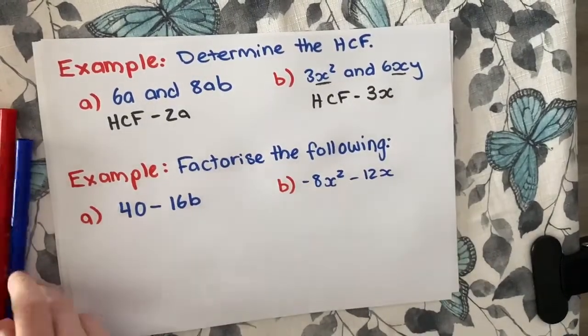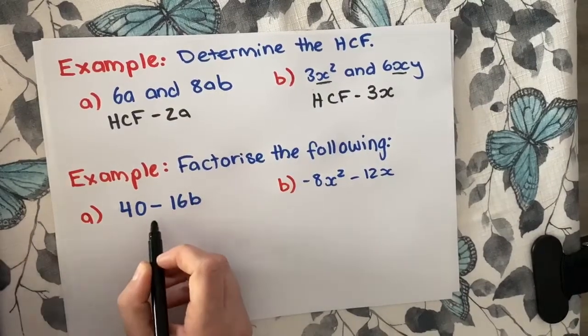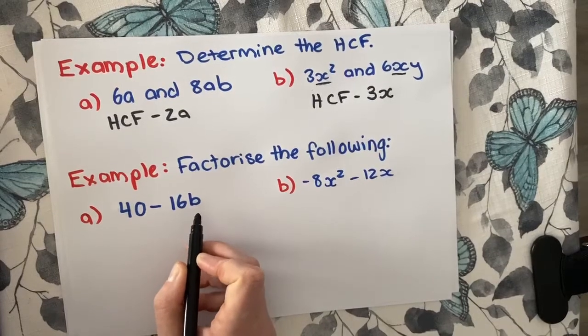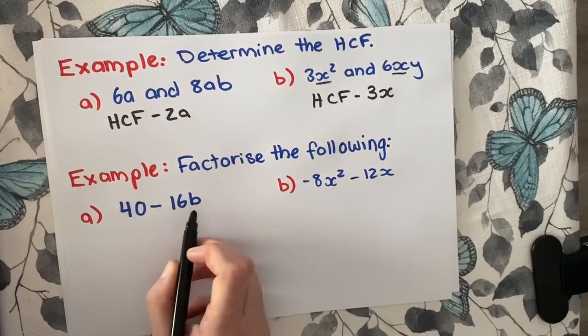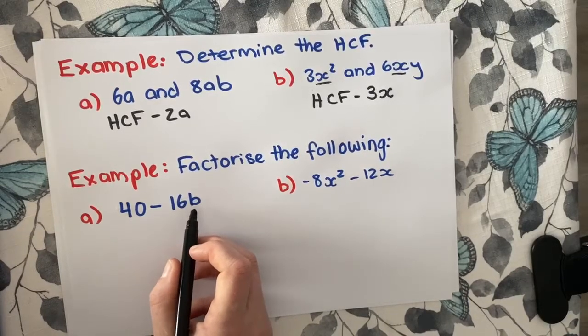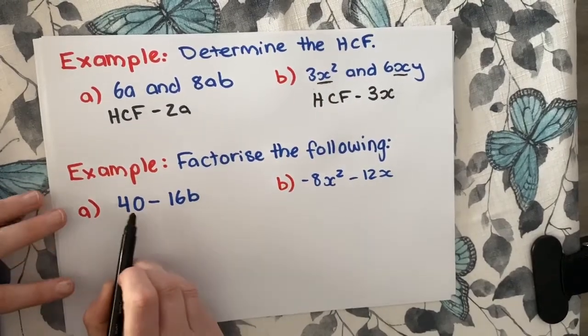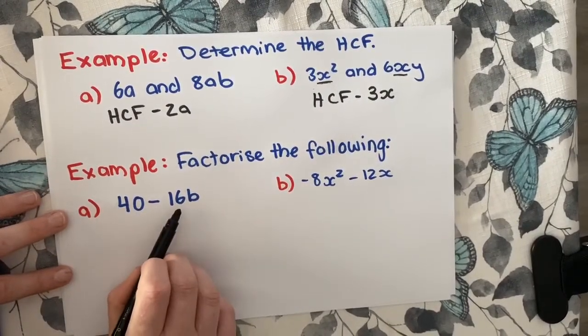So let's do our first one. Looking at this, we can tell that we're only going to have a number as our highest common factor because there's only one letter in there. Only one letter. So now we're going to look and go, what number can go into both of these?